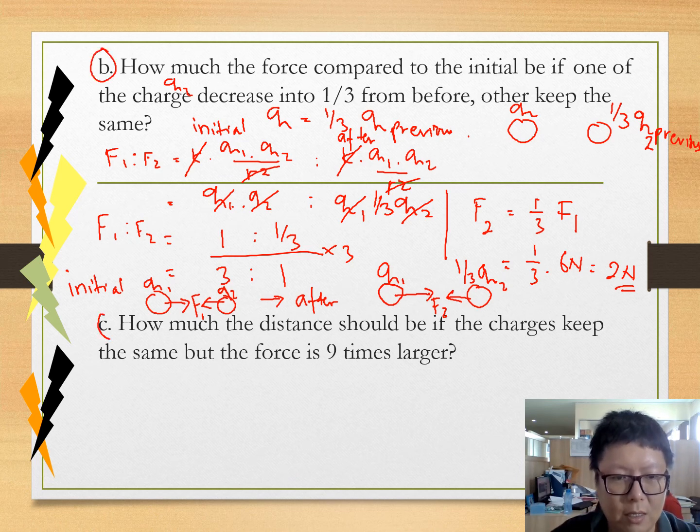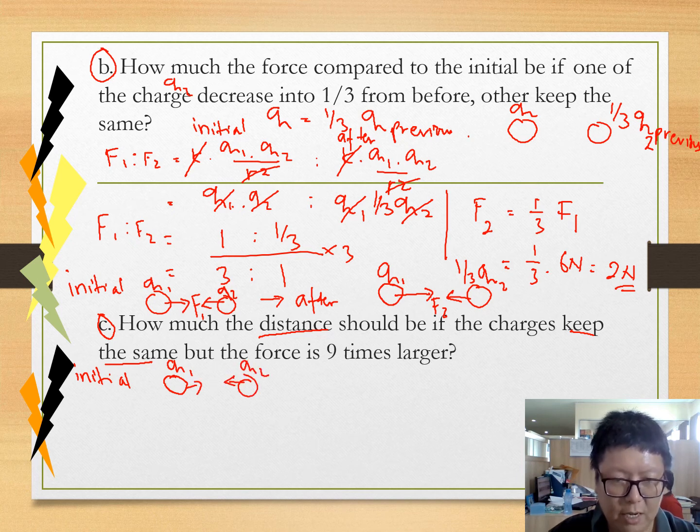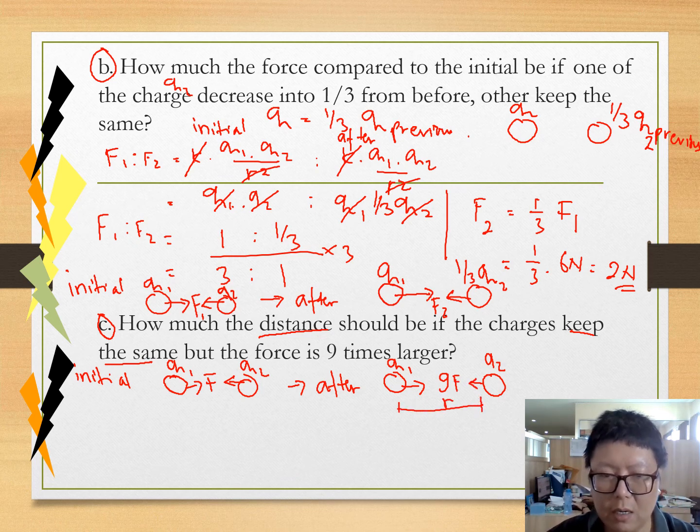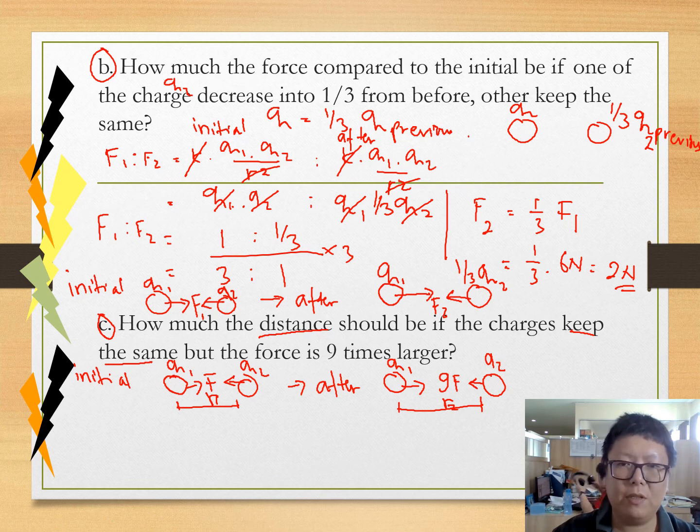Now for the C1. The C1 asks for the new distance. The other ones keep the same. So I can write like this: initial, there are Q1 and Q2, attractive, F. After that, there are two. The Q's are still the same, Q1, Q2, but the F becomes 9F. So how much is the new R? R1, what is R2? I still prefer to use this one.